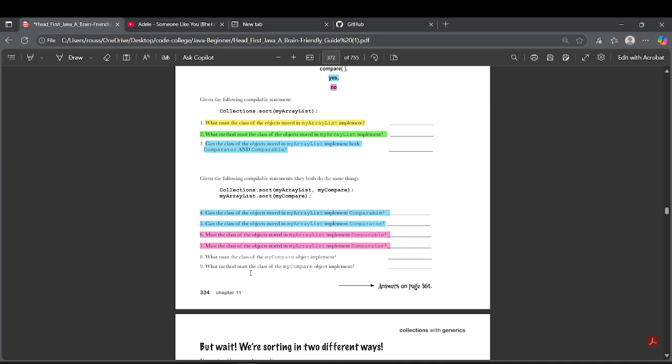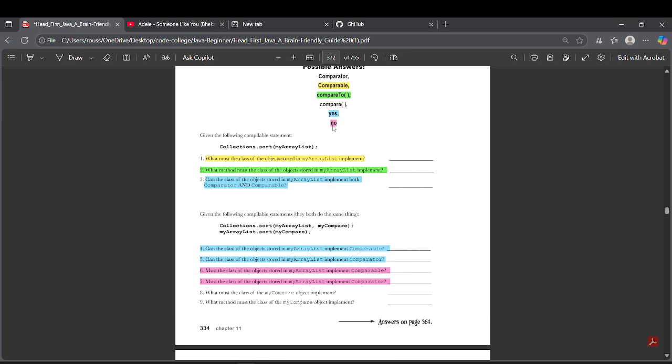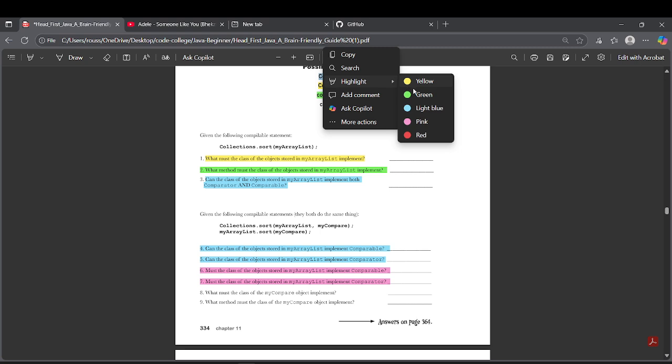Next question. What must the class of my compare object implement? It should have the comparator. Yeah, I think it should have the comparator. Highlighting.